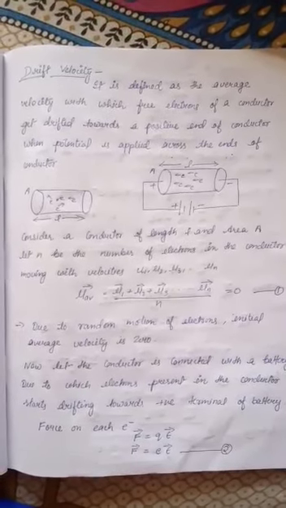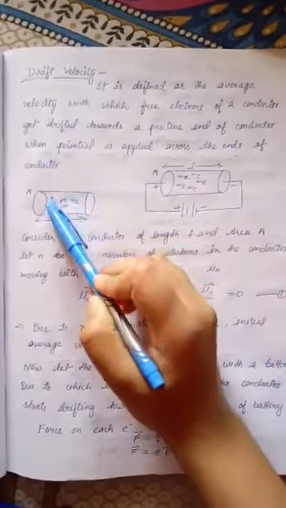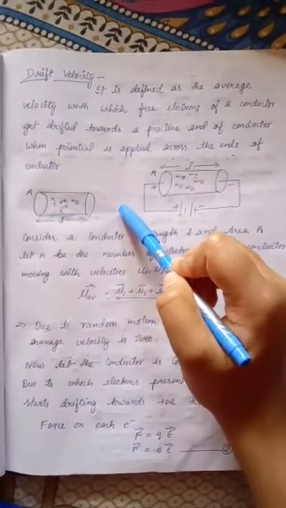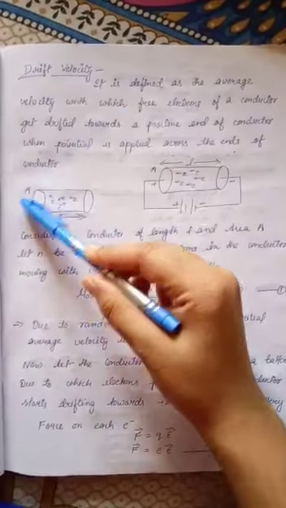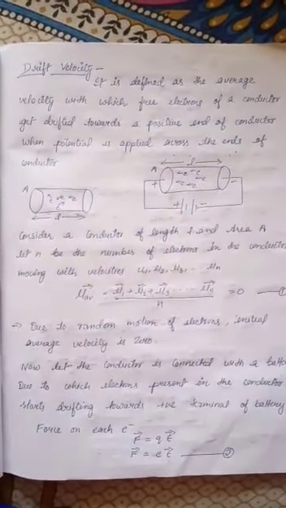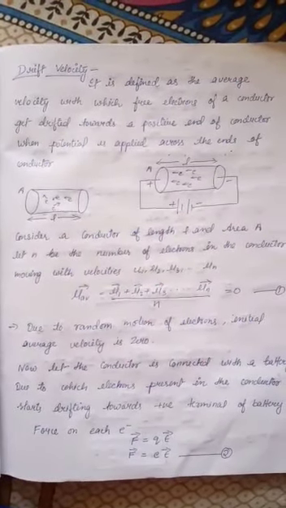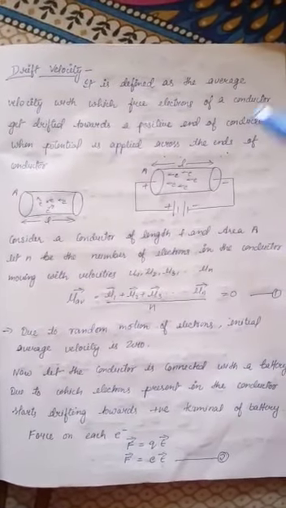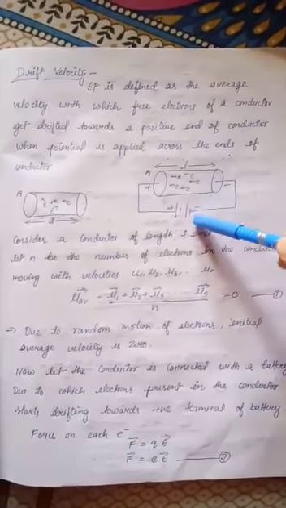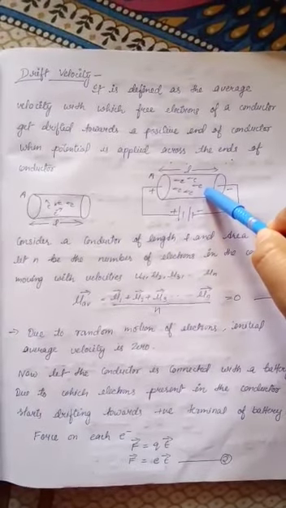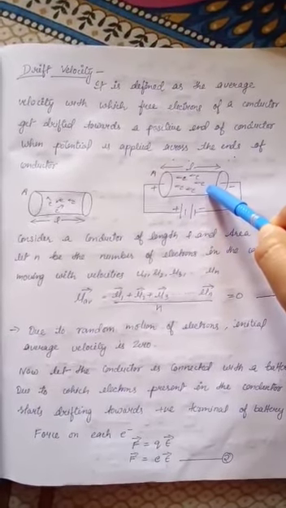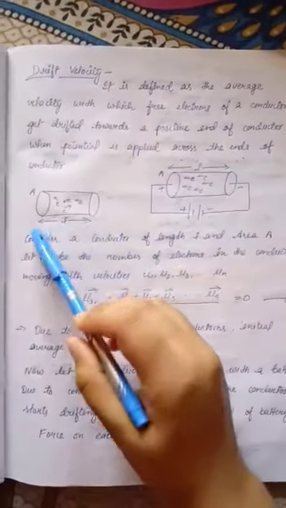Now let us consider this is the conductor, this is the length L and A is the cross section. The electrons inside this conductor will have random directions. Now if we connect this conductor with the battery, then all the electrons inside will align in one direction. This is written here.